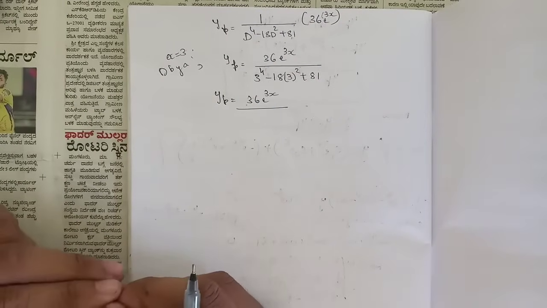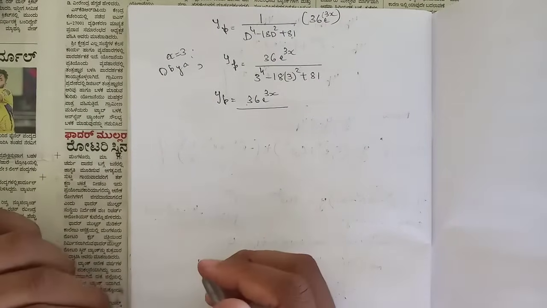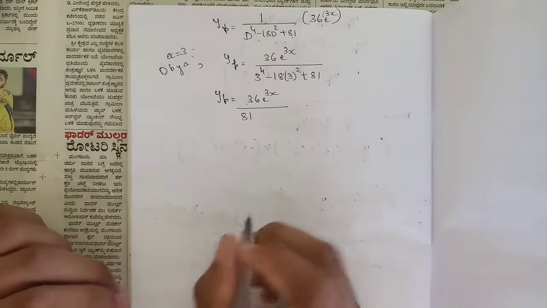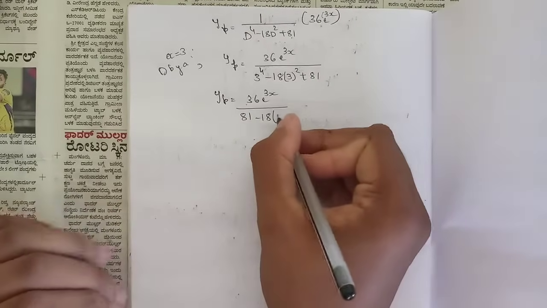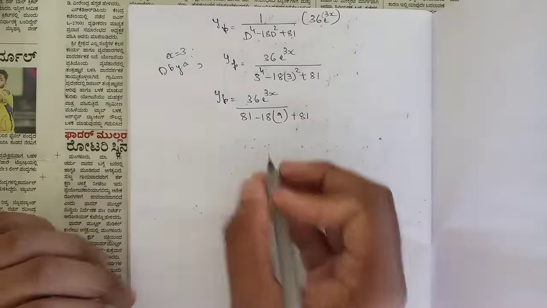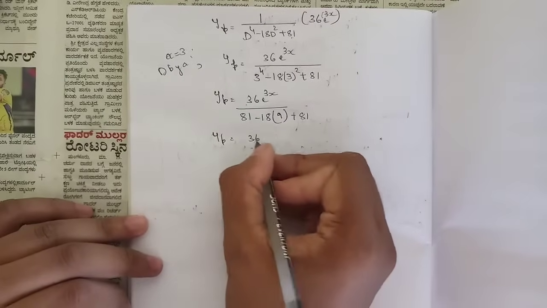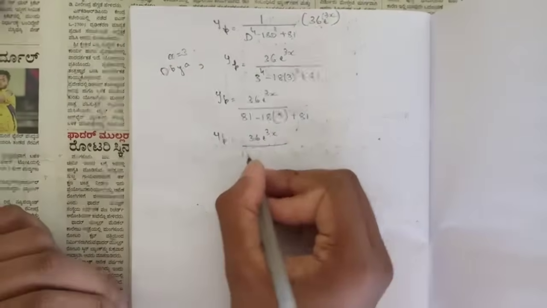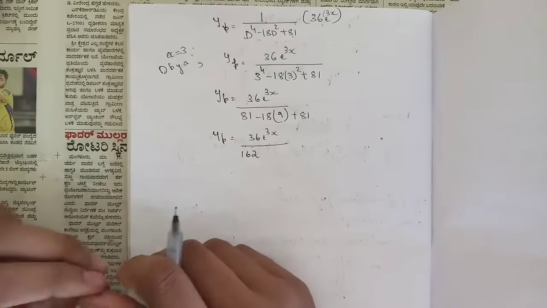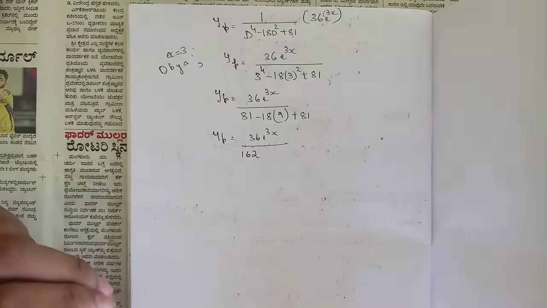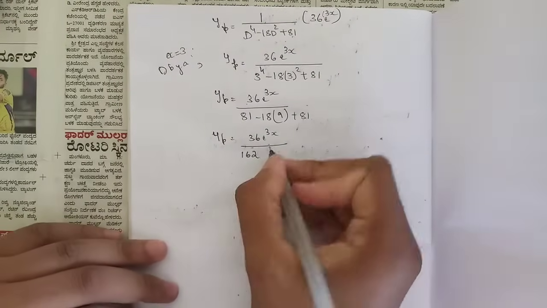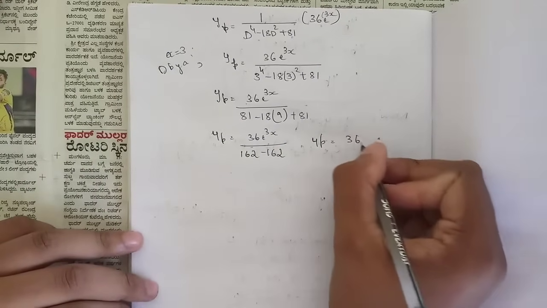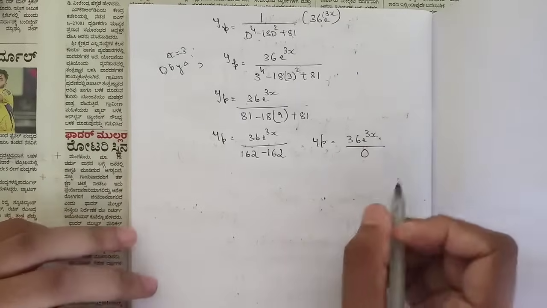3 cube is 27, so 27 into 3 is 81. Minus 18 into 3 square, which is 9, plus 81. So y of p would be 36 e power 3x divided by 81 plus 81, which is 162, and 18 nines are again 162. So now we are getting 36 e power 3x divided by 0.